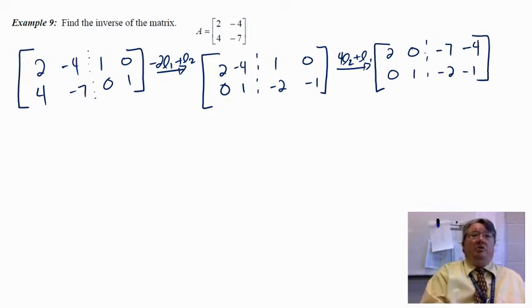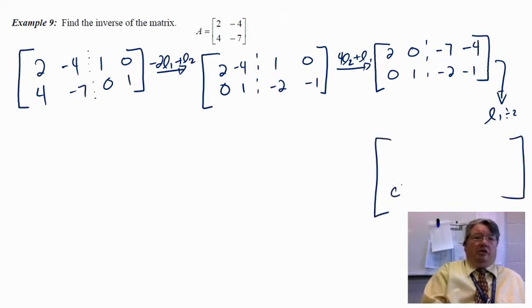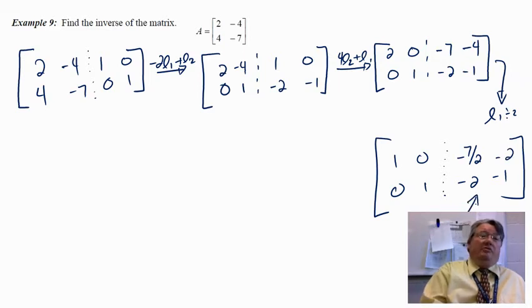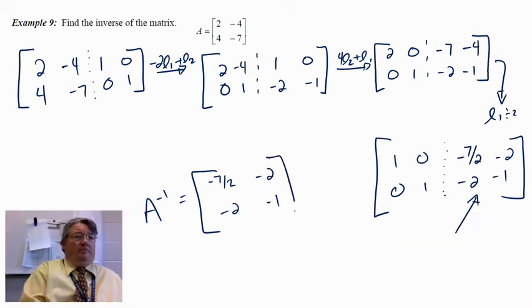Now all I have to do is turn that 2 into a 1. So I'm going to take line 1 and divide it by 2. The bottom line is the same, -2, -1. Top line: 2 divided by 2 is 1, 0 divided by 2 is 0, -7 divided by 2 is -7/2, or -3.5, and -4 divided by 2 is -2. There's your inverse. The inverse is this right half: -7/2, -2, -2, -1.